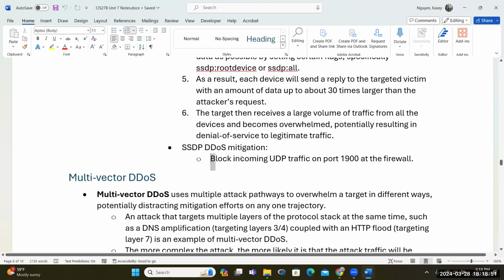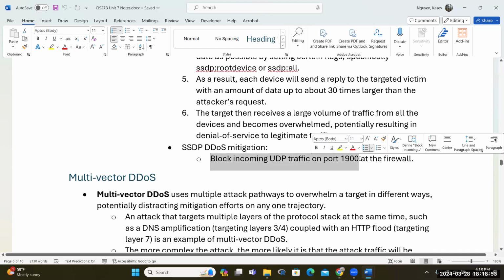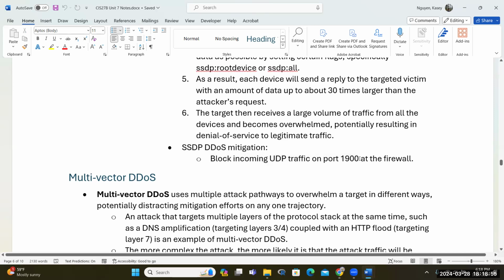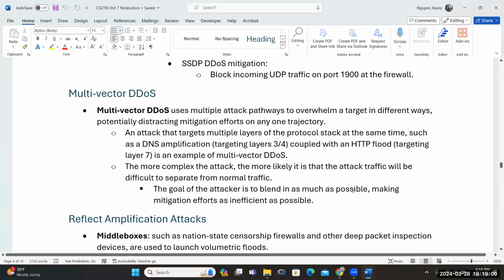So for SSDP, you need to block, and often it uses port 1900, by the way. Okay. So you can set that. Just block that port on your firewall, blacklist it.